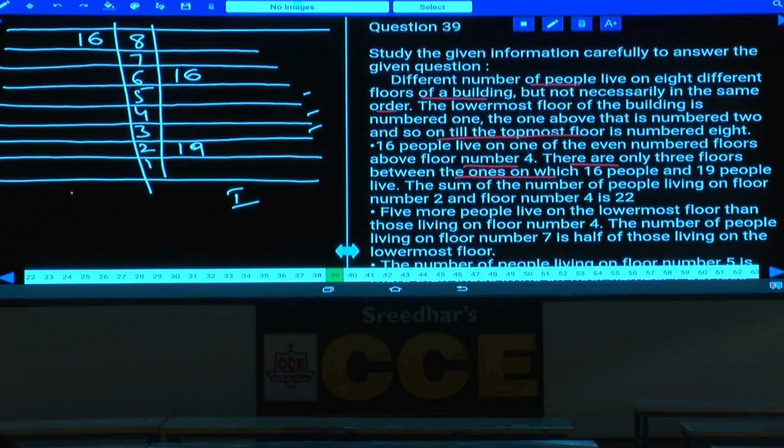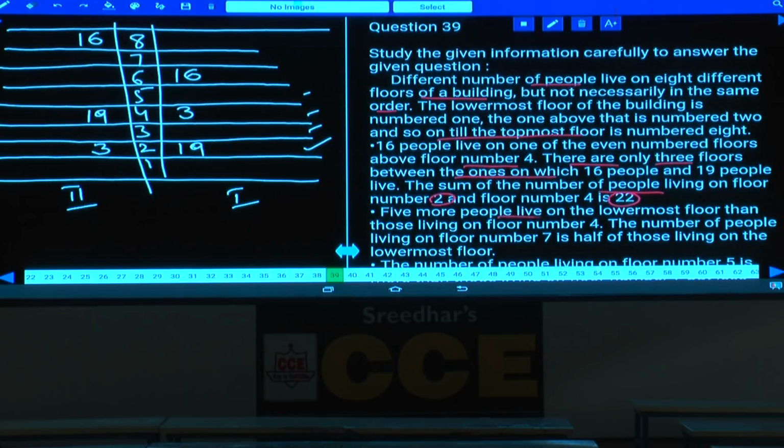And in the second case, 19 people are living on which floor? 2nd floor, 4th floor, isn't it? Now 2 and 4, because there must be exactly 3 floors between 16 and 19 people. The sum of the number of people living on floor number 2 and floor number 4 is 22. As this is 19, 2 and 4 is 22, this must be 3. Clear now? Total sum is 22.